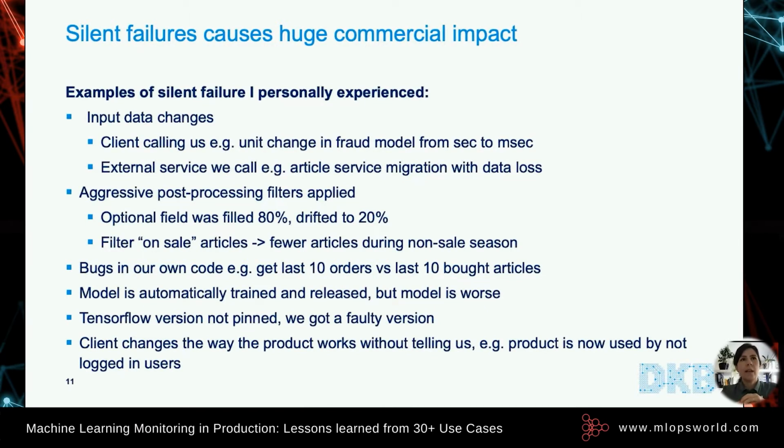Another time, we had an external service that we called an article service, and we migrated from one external service to another. This new service didn't have all fields fully filled, so we got fewer fields back to filter on. So this is also a problem. Other examples are bugs in your own code. We had a bug where we got the last 10 orders versus the last 10 bought articles. Something stupid. It will not cause an exception, but it will give you very different results to what you expect to go into the model, namely the 10 last orders.